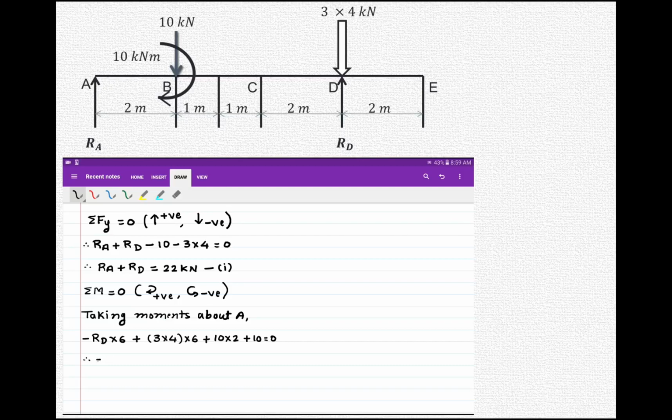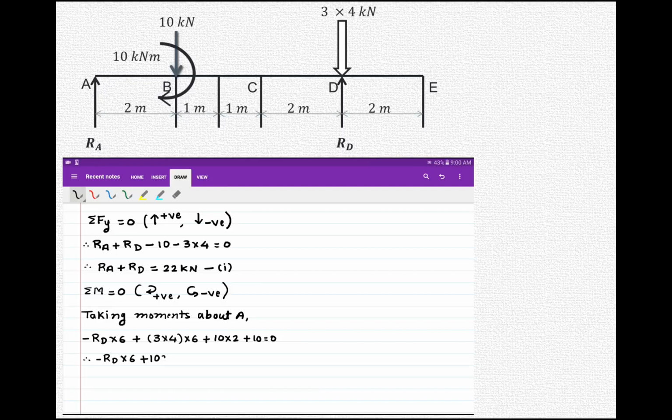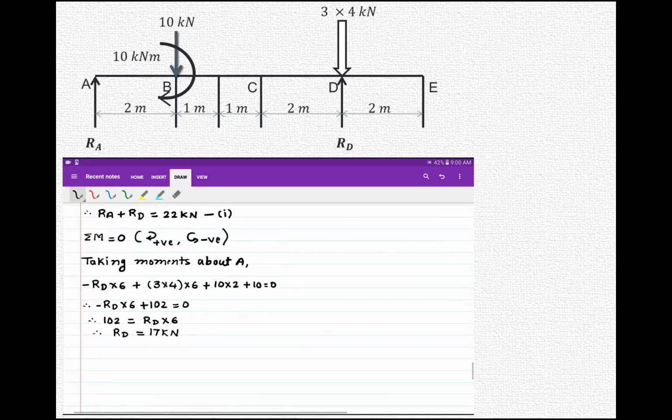So therefore we can rearrange the terms over here. So it is minus RD into 6 plus this summation, total summation is 102, that is equal to 0. And therefore 102 is equal to, transfer this negative term on the other side, and therefore RD will be equal to 102 by 6, so that is 17 kilonewton. Now you can substitute this value of RD in our first equation. So our first equation is RA plus RD is equal to 22.